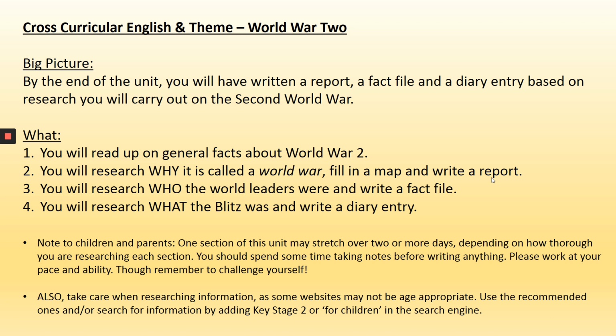Number 2, you will need to research why it is called a world war, fill in a map and write a report. The purpose of doing a map is to really consolidate your learning. It's drawing links with geography and it's really to deepen your understanding and concept of the countries involved in the war and what it really was all about. Point number 3, you will research who the world leaders were and write a fact file about them. Point number 4, you will research what the Blitz was and write a diary entry.